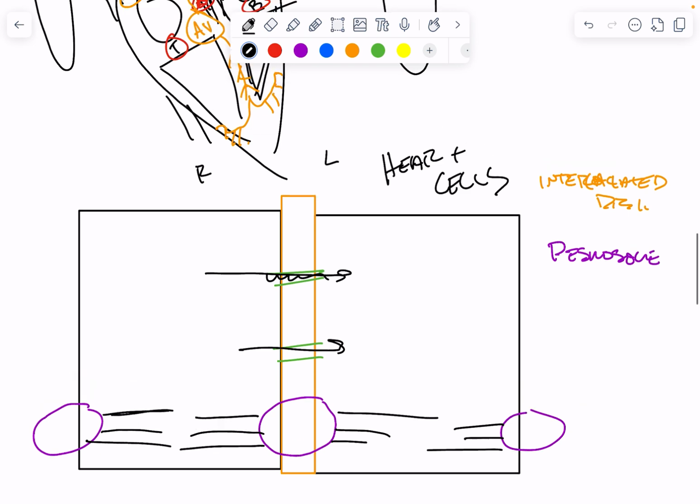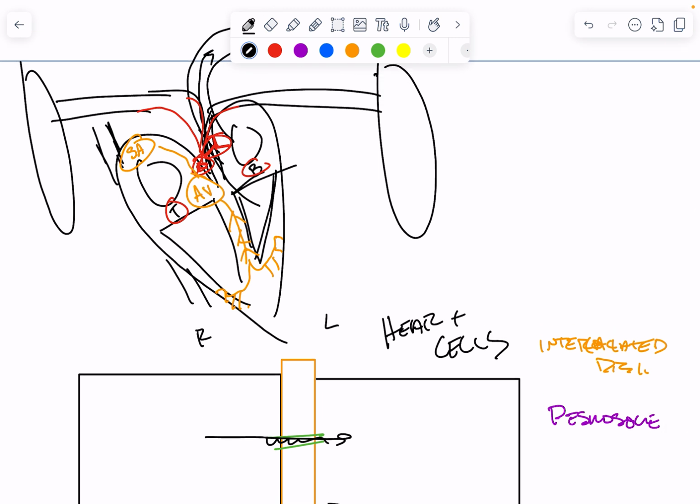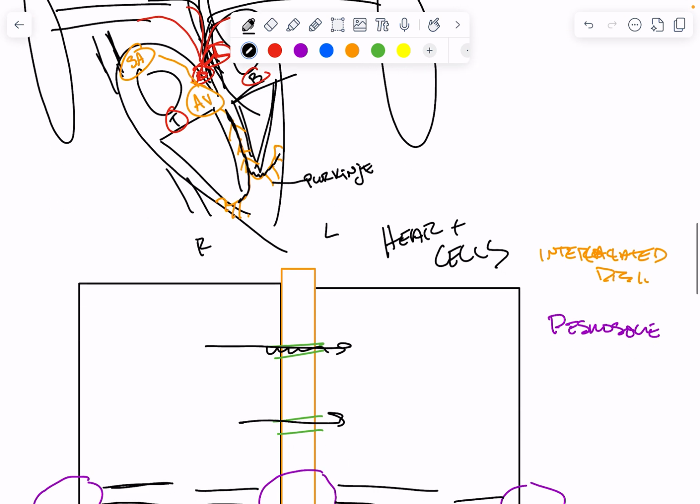So like I said, we have our SA node up here, and we have our AV node down here. Then we have our left and right bundle branches, which this is like a bundle branch right here. And then our Purkinje fibers down on the bottom. The SA node is the pacemaker for the heart. The SA node generates the potentials that initiate contraction, and then they spread from the atrium into the ventricles and cause the heart muscle to contract.